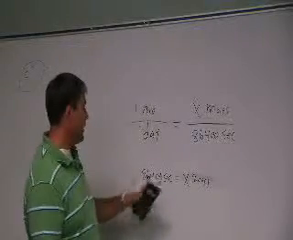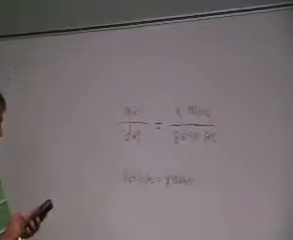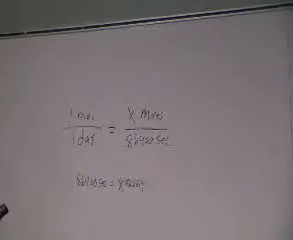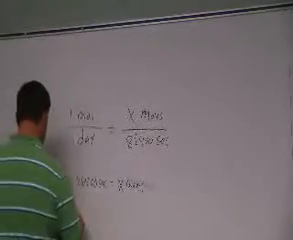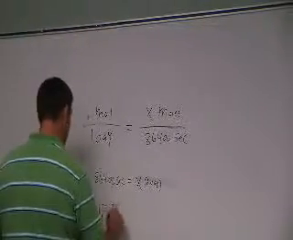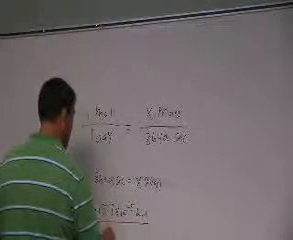Would it be 1 divided by that? Okay, 1 divided by 86,400. All right, so that's going to be 1.157 times 10 to the minus 5 moles evaporate per second.